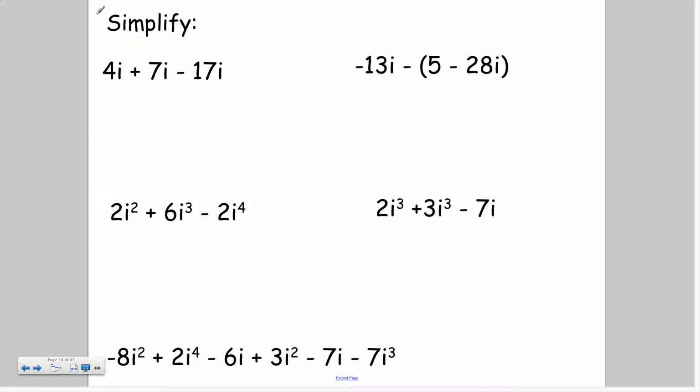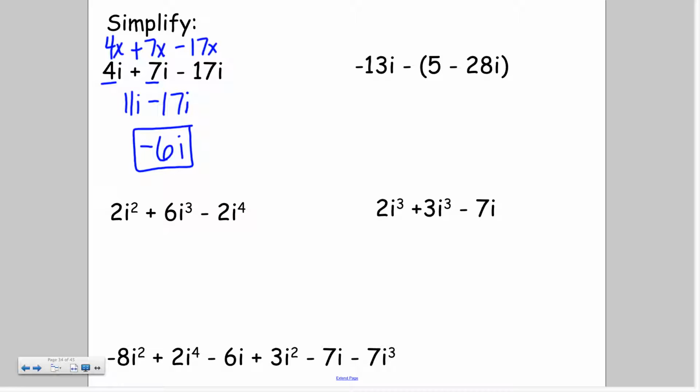You may be used to seeing something like 4x plus 7x minus 17x. Well, we're going to do the same thing. The only thing is our variable is different because that i does represent something, as you have seen before with the graphs. So I'm just going to combine like terms. That is something that you're familiar with hearing. So 4 plus 7 is 11i minus 17i, and then I'm going to take 11 minus 17, and it gives me negative 6i.